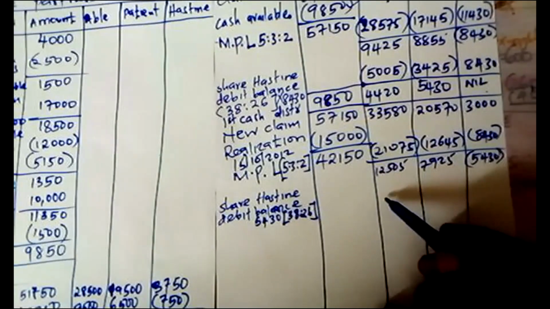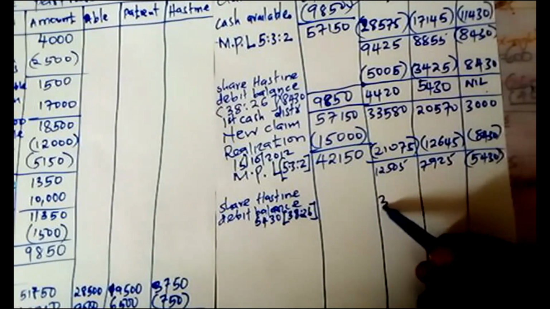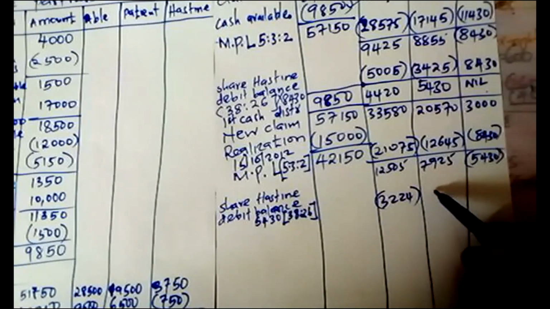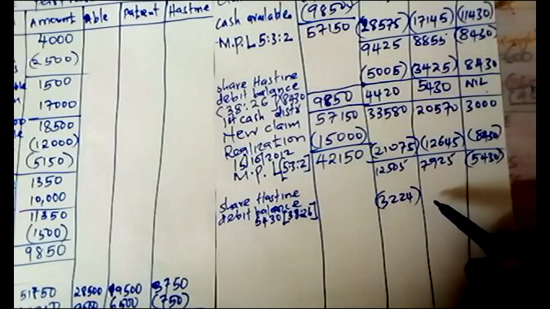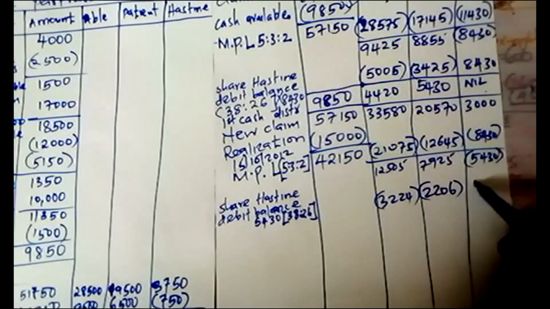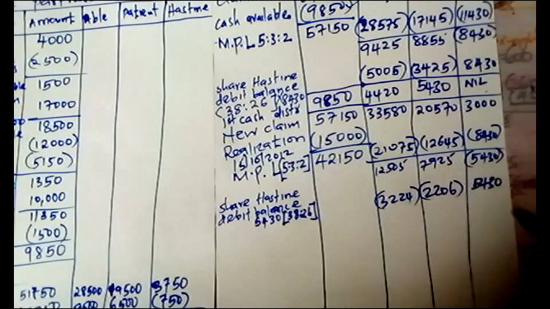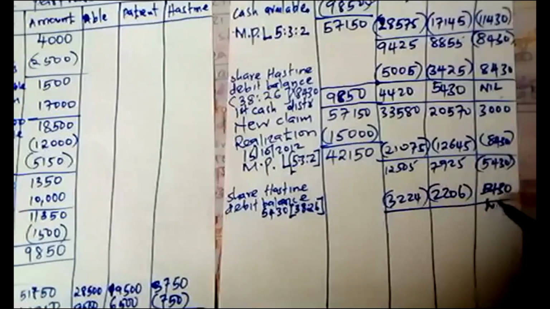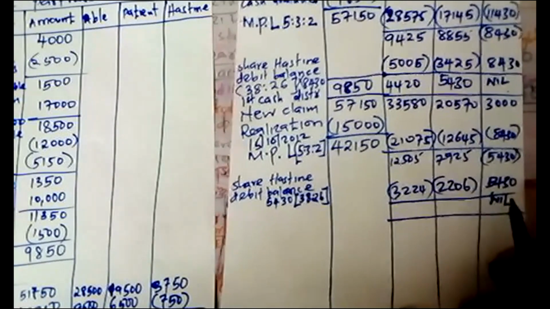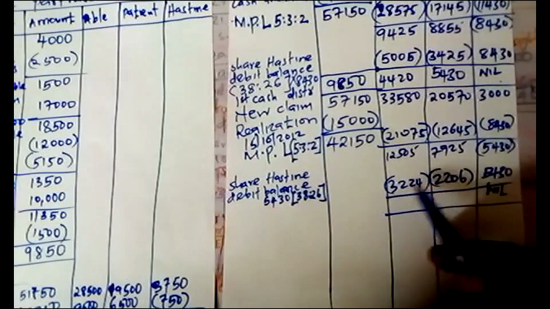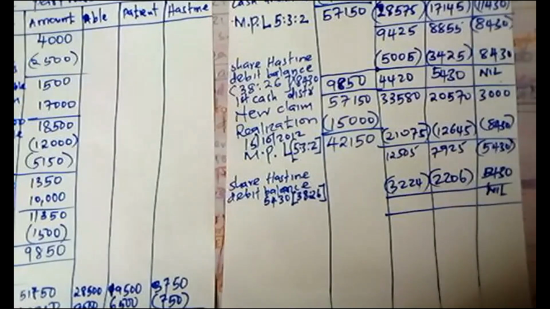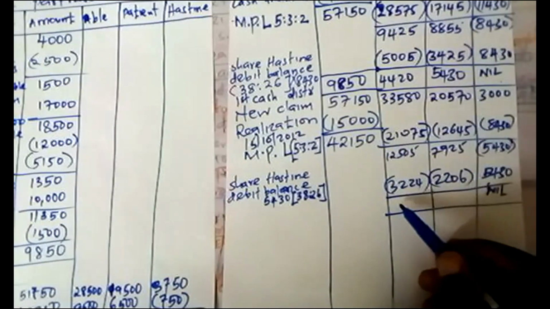So the first one is 3,224. The next one? Take the total minus your answer. 2,206. And then this one, remember this is what you were sharing, so you bring it down as a positive so that this one will be nil. So that now you subtract these balances from what you have up there. So 12,505 minus 3224. What is your answer there?